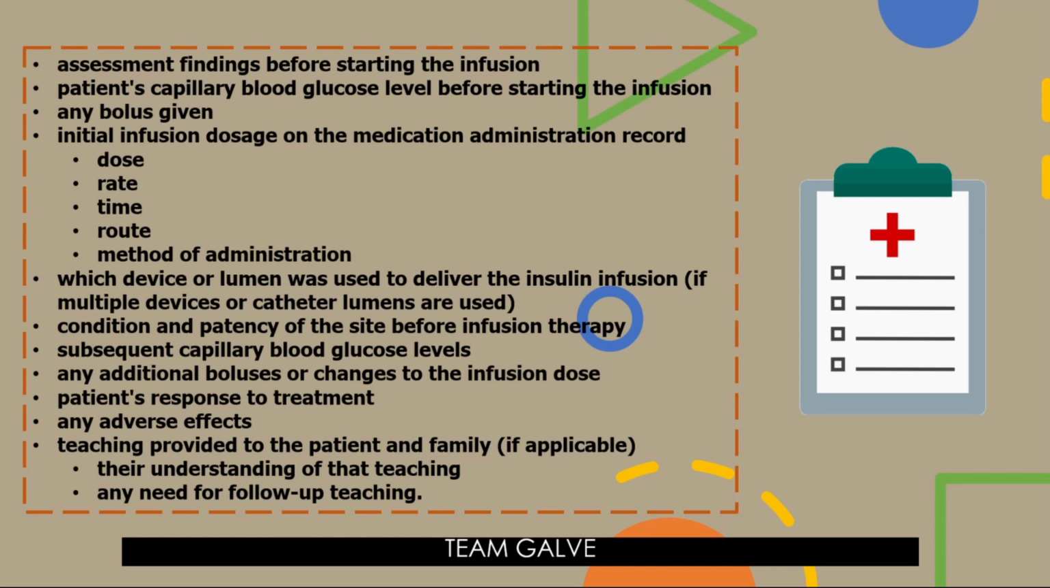Next, which device or lumen was used to deliver the insulin infusion if multiple devices or catheter lumens are used? Ano pang dapat mong i-document? Condition and patency of the site before infusion therapy. Subsequent capillary blood glucose levels. Any additional boluses or changes to the infusion dose. Patient's response to treatment. Kung ano bang kita mo sa assessment findings mo after mo mag-start ng infusion.